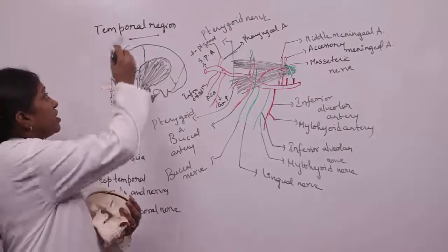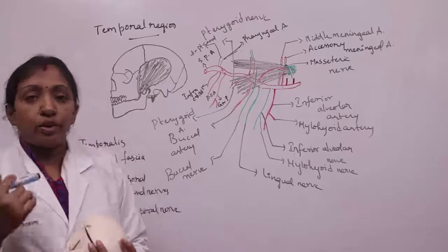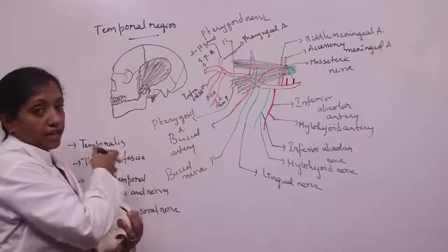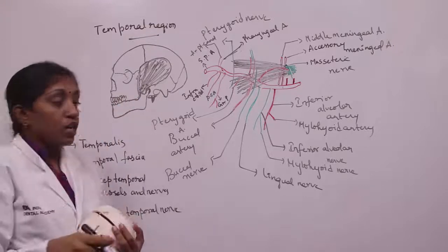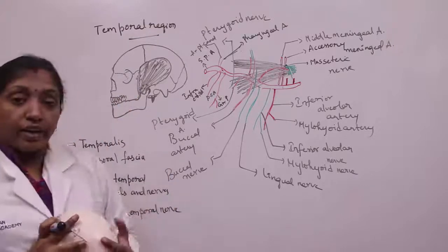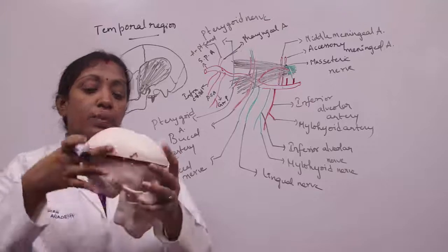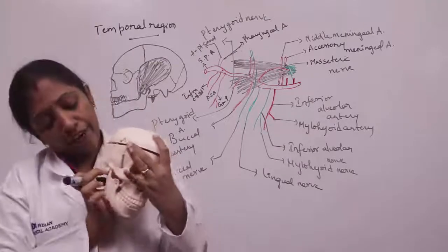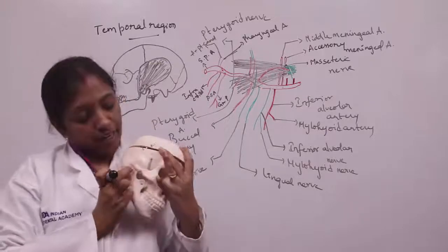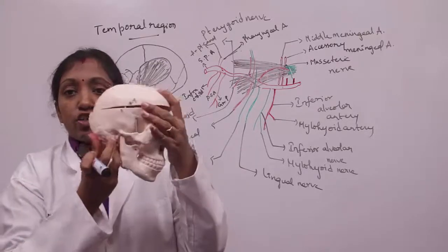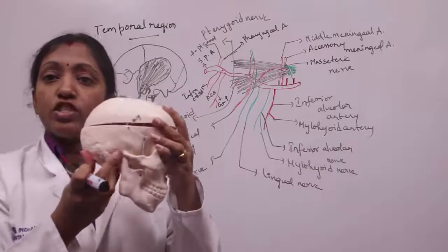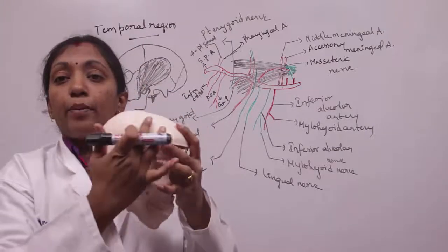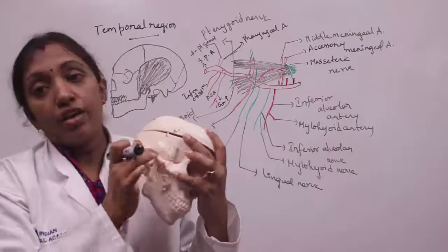So, temporal region. Today we are going to discuss the temporal region and the structures that the temporal region contains. The temporal region is situated on either side of the head, in front of and above the auricle. This is the external acoustic meatus. This is the temporal region.